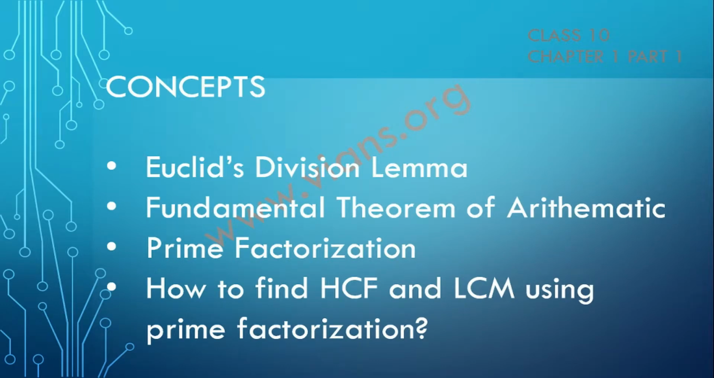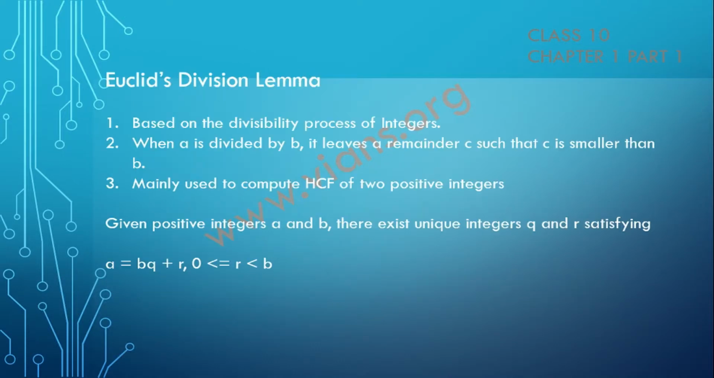Now, that's a very generic overview of real numbers, but what we're going to particularly deal with in the case of real numbers is Euclid's division lemma. That's something that we're going to see right now. Then the fundamental theorem of arithmetic. We're going to see prime factorization, and then we're going to see how to find HCF and LCM using prime factorization.